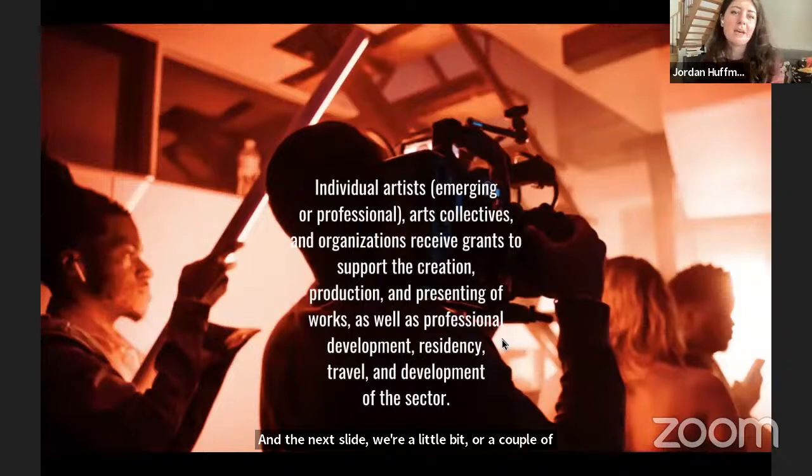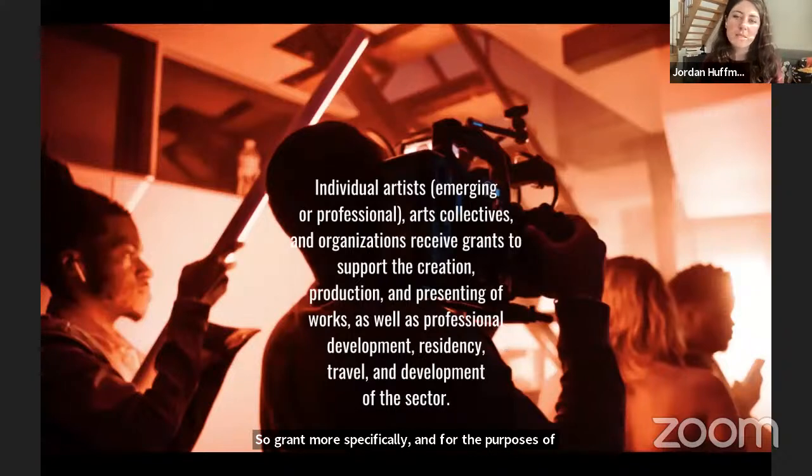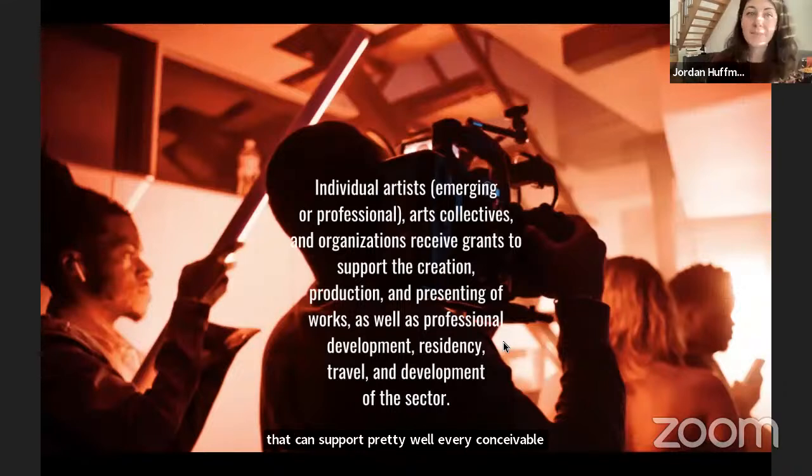That's perfect. So a grant more specifically, and for the purposes of many of you here joining us today, individual artists, emerging or professional, distinctions that we'll return to talking about a little later, groups and art organizations receive grants to support the creation, production, and presenting of works, as well as professional development, residency, travel, and development of the arts sector. There are many different funding opportunities out there for artists that can support pretty well every conceivable mechanism of being an artist. Next slide, please.